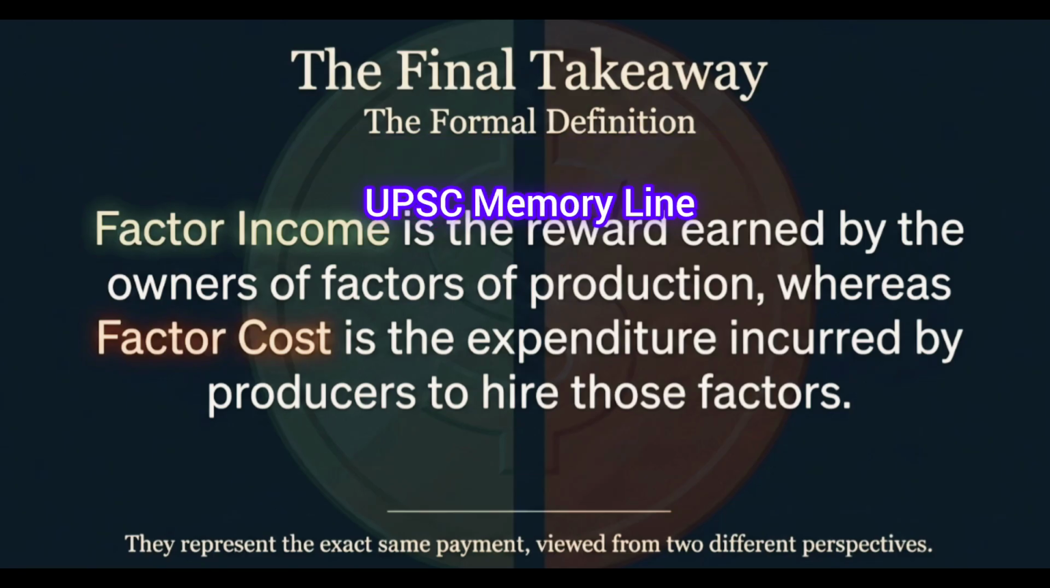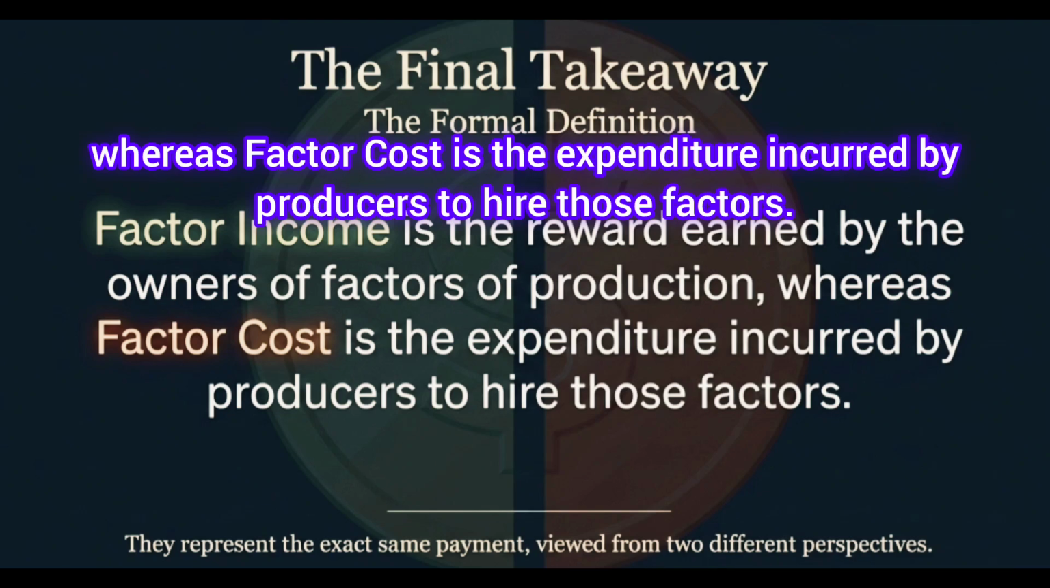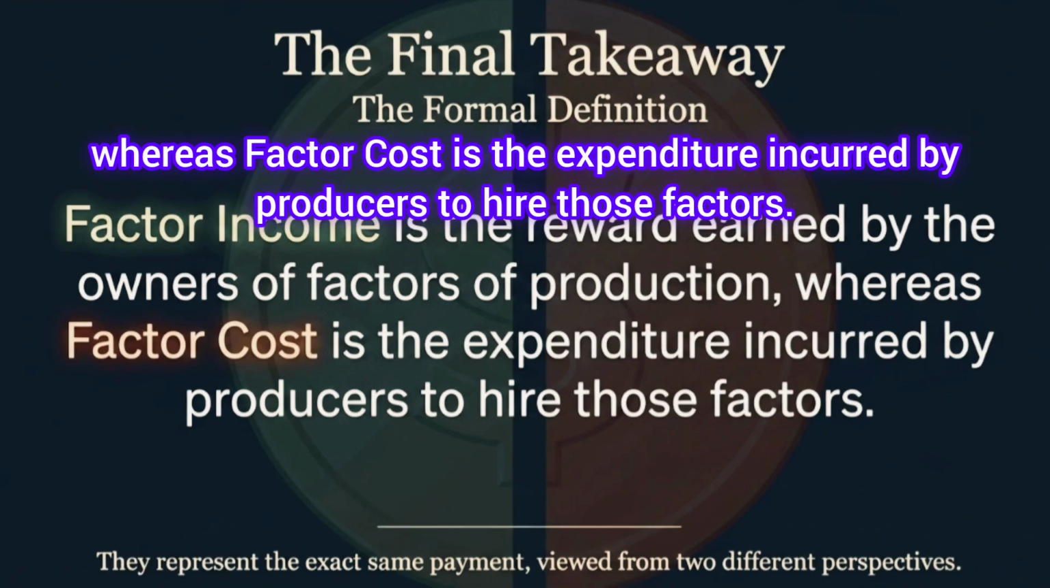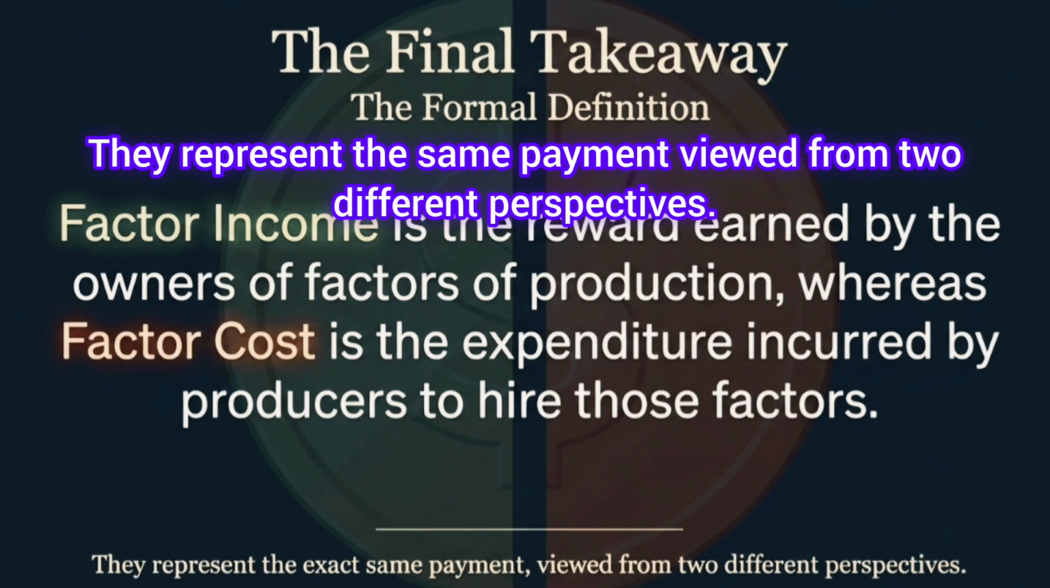UPSC memory line: Factor income is the reward earned by the owners of factors of production, whereas factor cost is the expenditure incurred by producers to hire those factors. They represent the same payment viewed from two different perspectives.